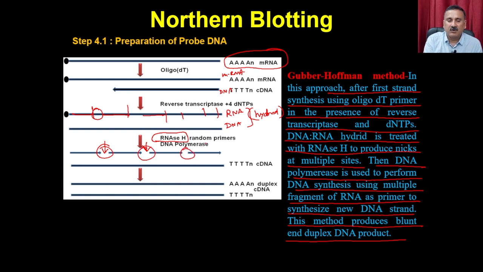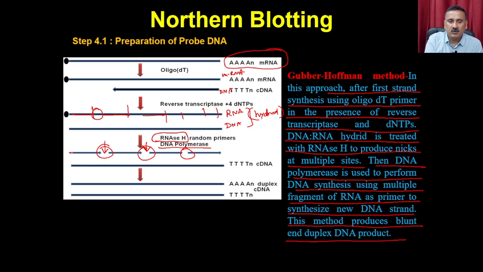And now what you are going to do is add the DNA polymerase. Remember that we have already discussed replication. So DNA polymerase is going to utilize these fragments as primers, and it is going to start synthesizing the whole DNA, and as a result you are going to get the cDNA of this corresponding messenger RNA. So it is going to be double stranded DNA.